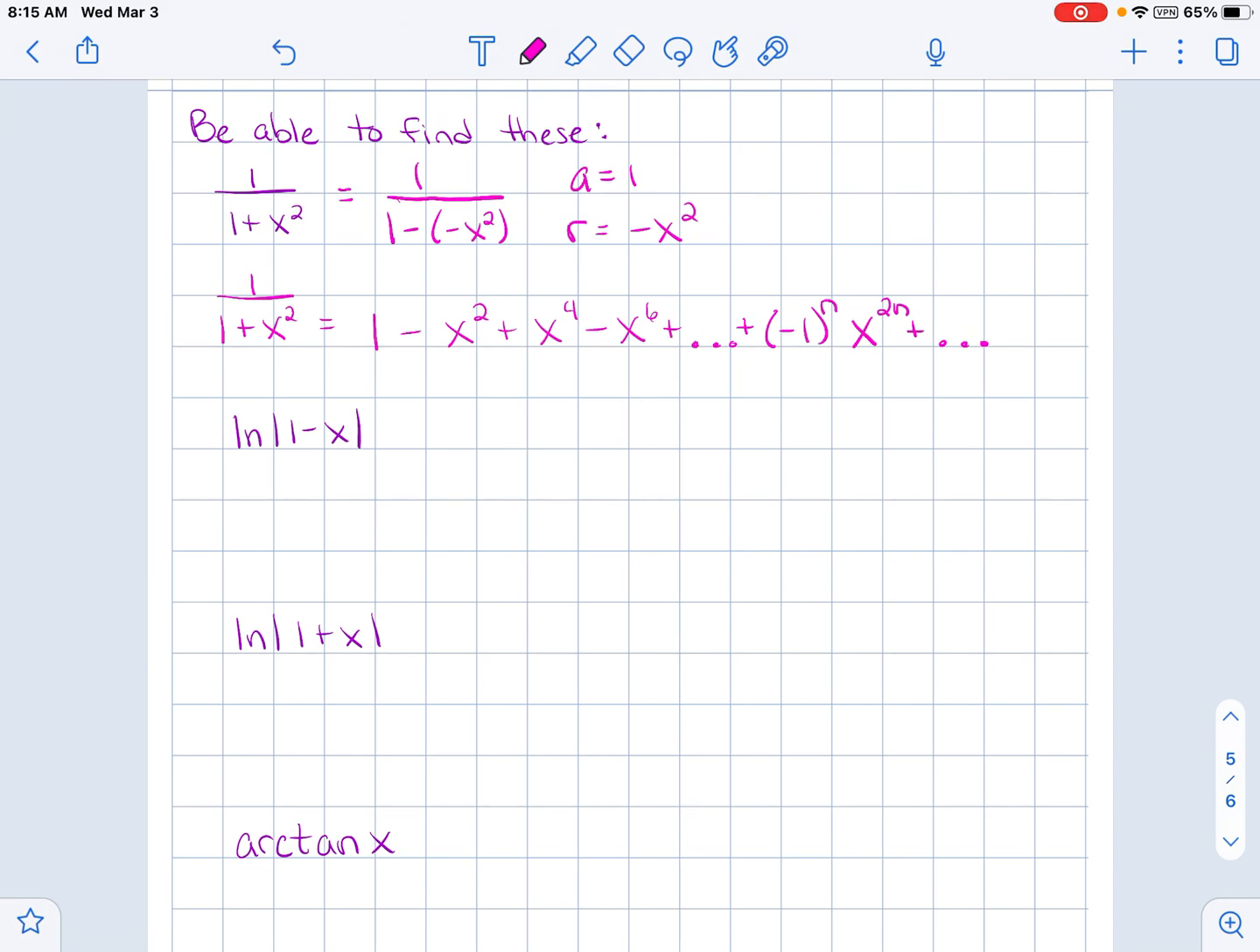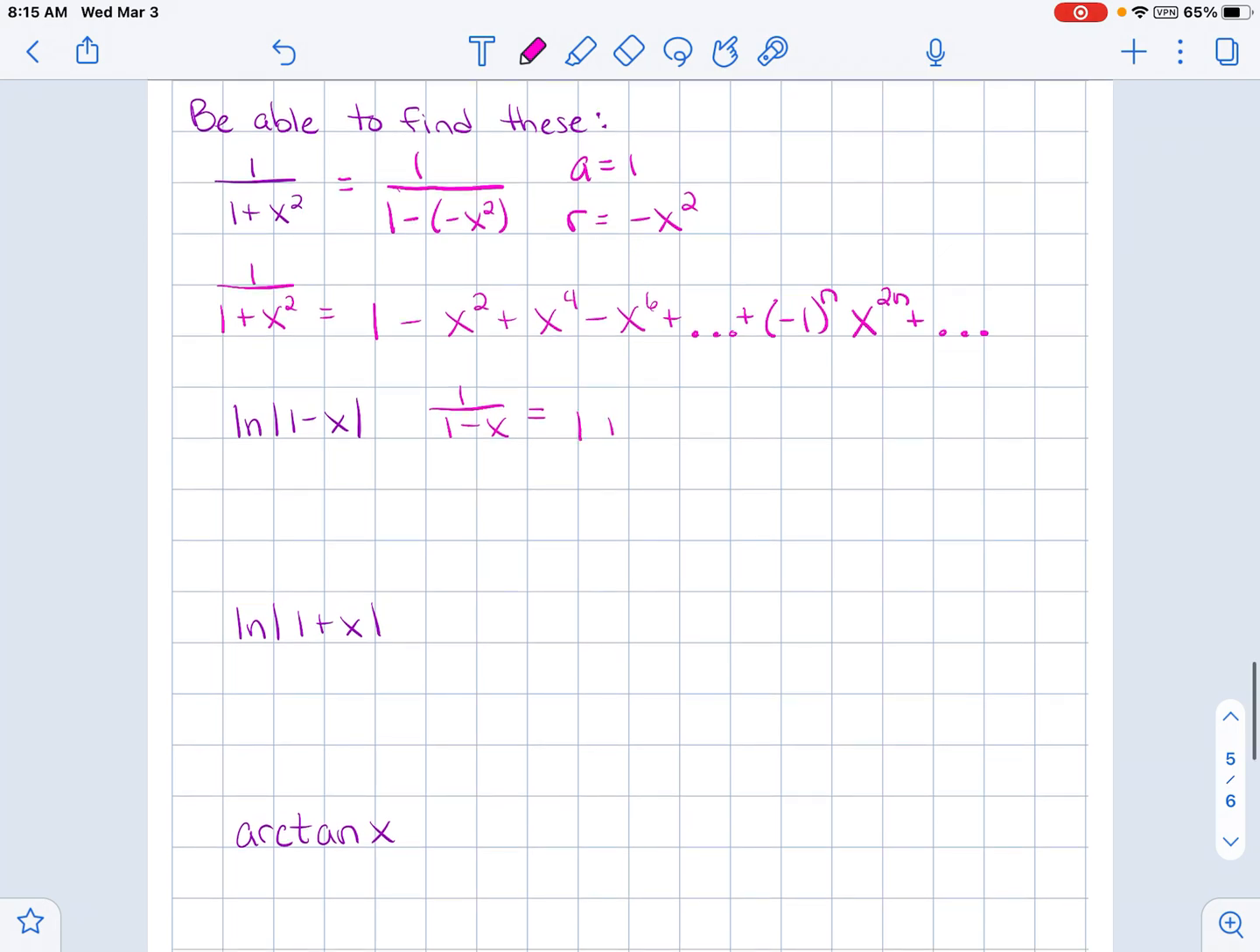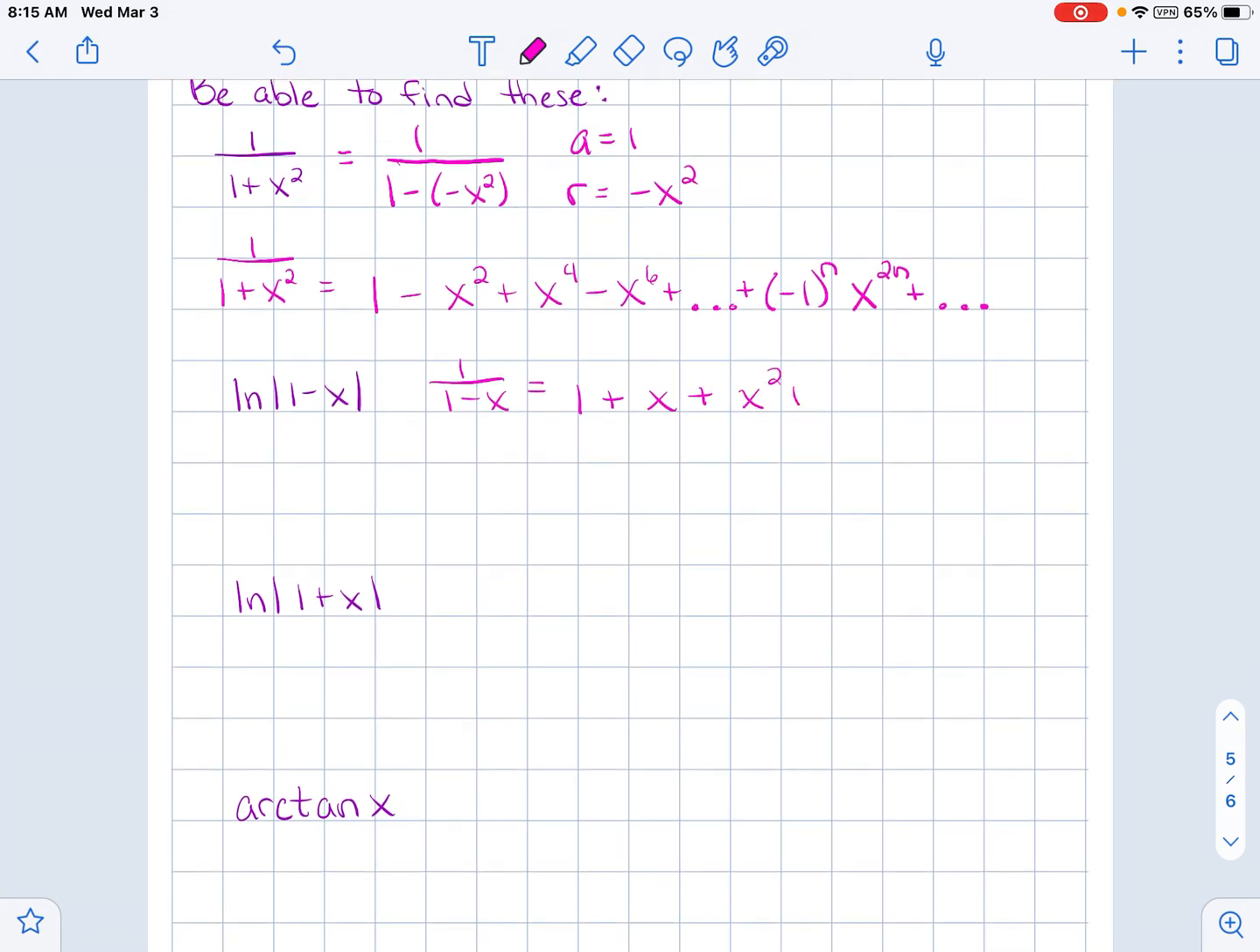Okay, the natural log of 1 minus x. Well, we know 1 over 1 minus x. That was one of those you just need to know. That's 1 plus x plus x squared plus x cubed, and I also know that the antiderivative of 1 over 1 minus x is almost the natural log of 1 minus x. That's pretty darn close. The natural log of 1 minus x is equivalent to the negative antiderivative of 1 over 1 minus x.